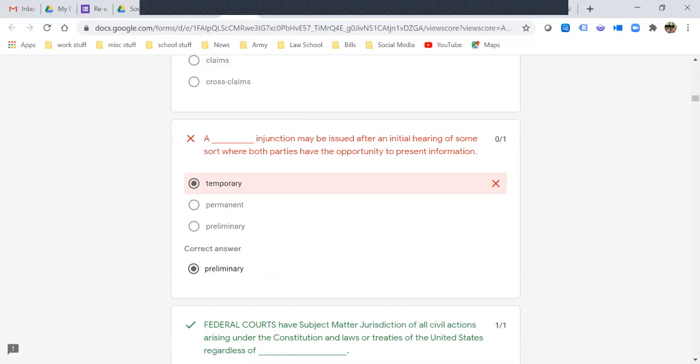So there's three types of injunctions. This one is a preliminary injunction, which may be issued after an initial hearing of some sort where both parties have the opportunity to present information. So there's preliminary, temporary, and permanent. Those are the three types of injunctions.